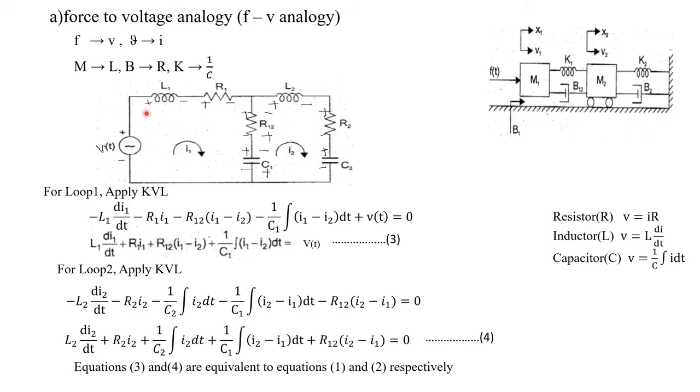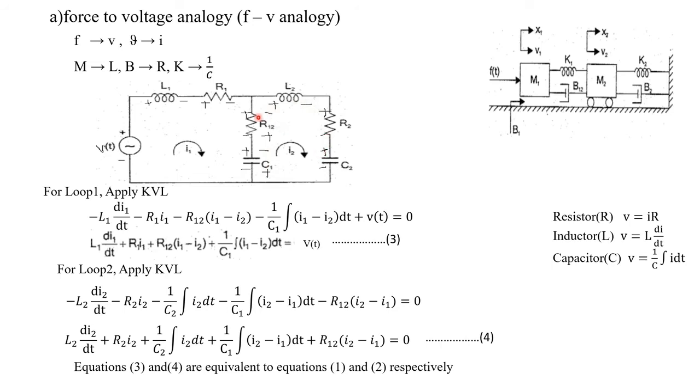Before applying KVL, what we have to do? We have to put plus and minus along each and every element. So here it is plus minus along the direction of current flow, plus minus, plus minus, plus minus. This is the supply, so here it will be minus and plus. We cannot change the direction of this supply. Now for loop 2, this is the direction of current flow, isn't it? Clockwise direction. So we have to put plus minus, plus minus, plus minus, for each and every element.